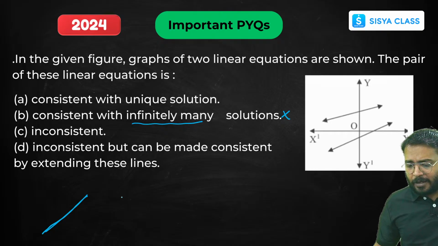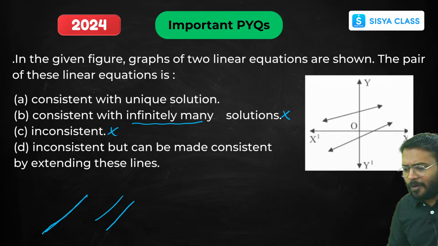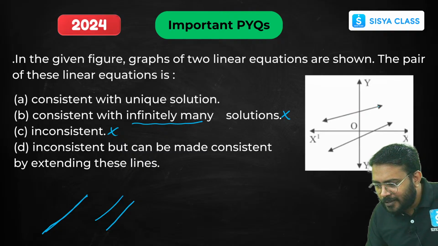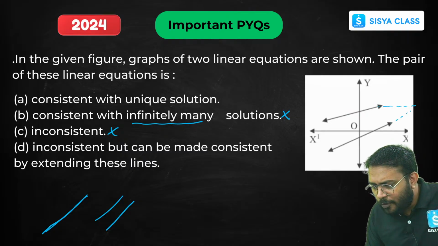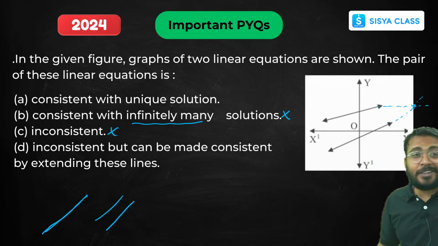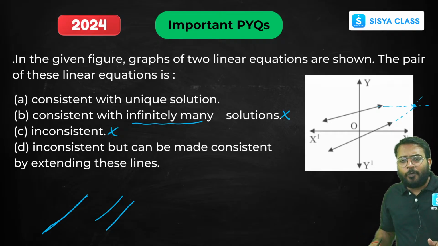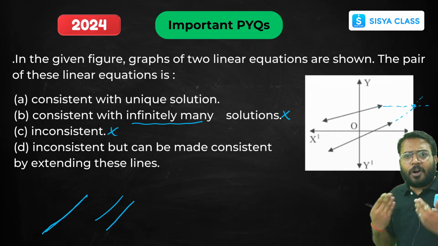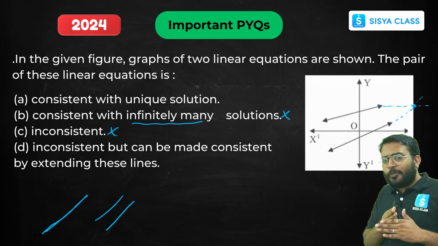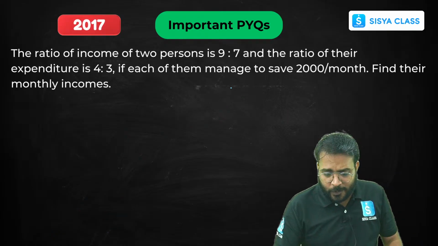Inconsistent means the lines have to be parallel, and they are not parallel, and that's why option C is also wrong. Option D says inconsistent but can be made consistent by extending the lines. No. Beta, when you extend them, they are going to intersect at some point, and that makes them consistent. It is not inconsistent right now. Whenever two lines are not parallel, they are definitely going to intersect at some point. And that's why these two lines represent consistent with a unique solution. Understood my point here?